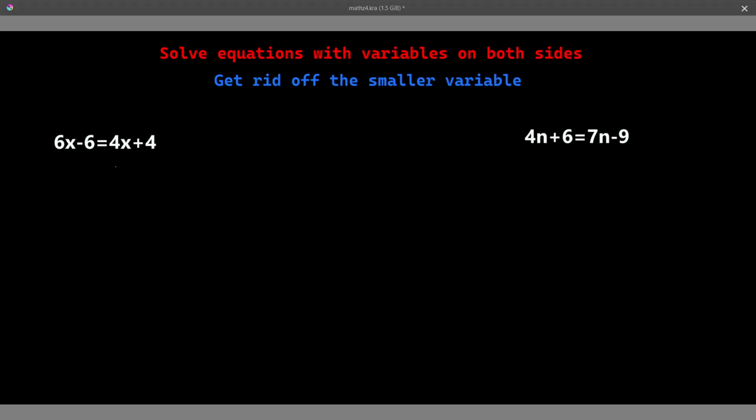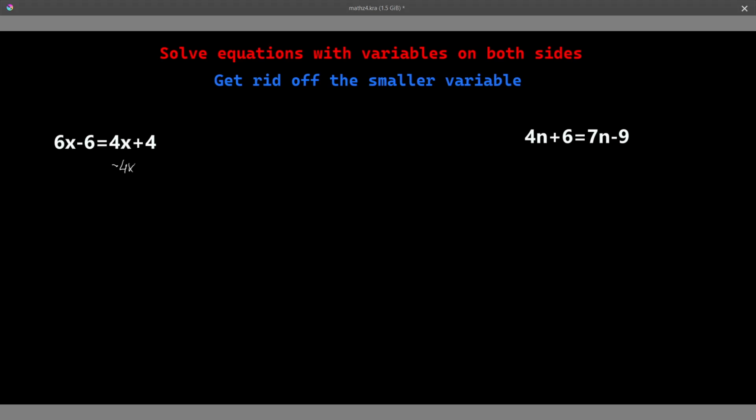Our first example is 6x minus 6 equals 4x plus 4. What we need to do now is to have a variable on one side and get rid of the smaller variable. Our smaller variable in this equation is the 4x. To get rid of the 4x, we need to use inverse operation. 4x is plus 4x.